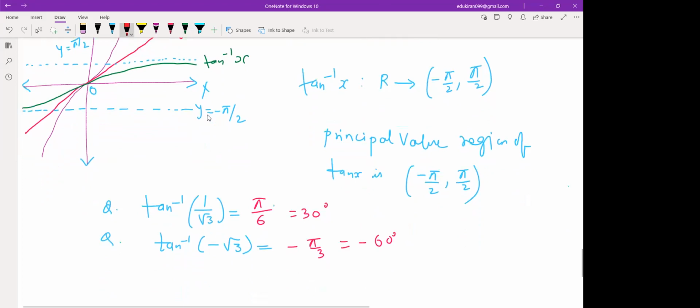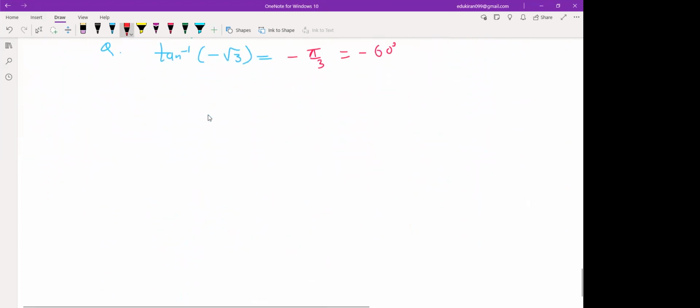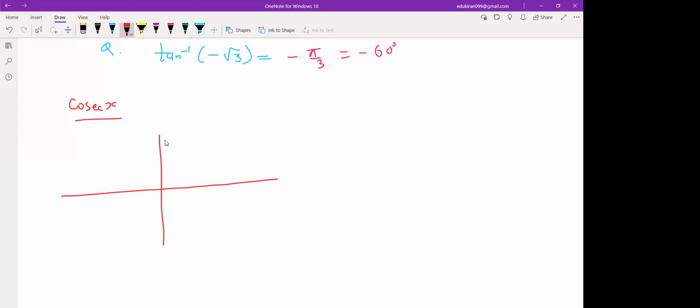Now let us come to reciprocal trigonometric function. So we first come to cosec x. Again, if you want to see the graph of cosec x, it is like this, and then like this. So this is cosec x. And if you want to see the values where it is not defined, those values are 0, pi, minus pi, because sine is 0 now.